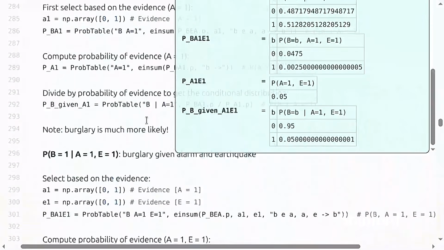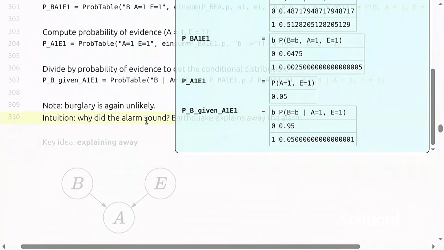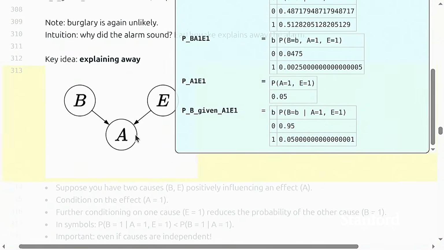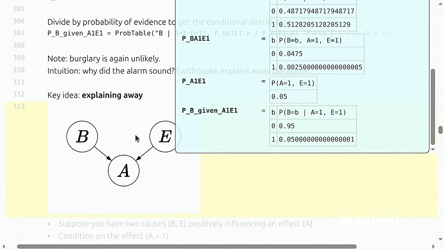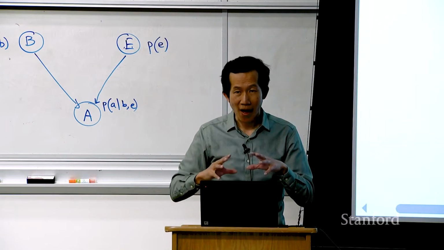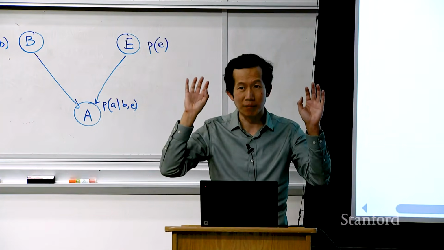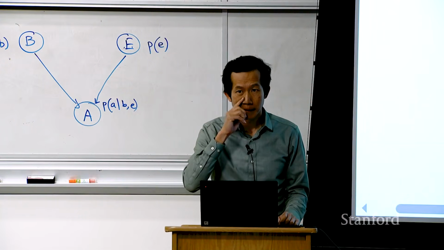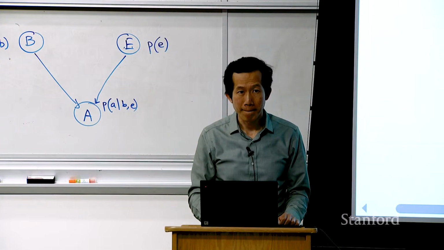But in case you're still wondering about what happens to this independence, the key thing here is that B and E are independent if you don't have A. If you don't observe A, these are independent. But when you observe variables that are downstream of things that are independent, that makes the variables upstream not independent anymore. Okay?